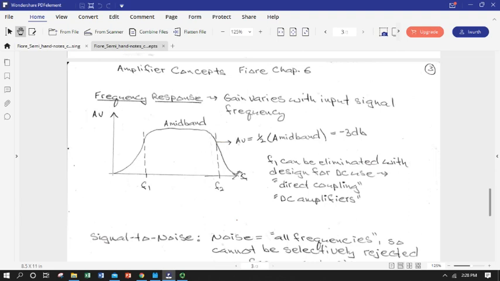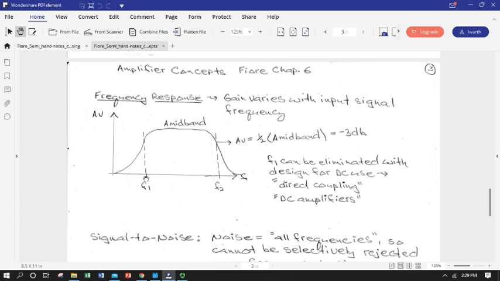So we can design an amplifier such that this midband region falls within the frequency range that we're interested in using. And we certainly don't want our frequency to change as the result of amplification.